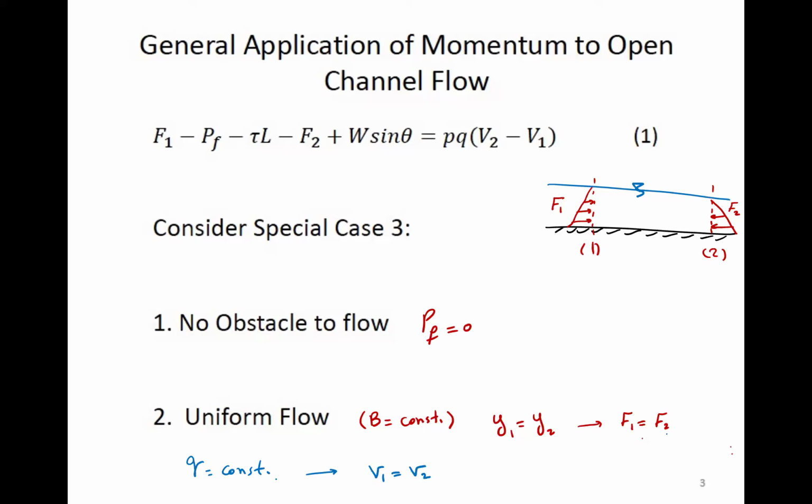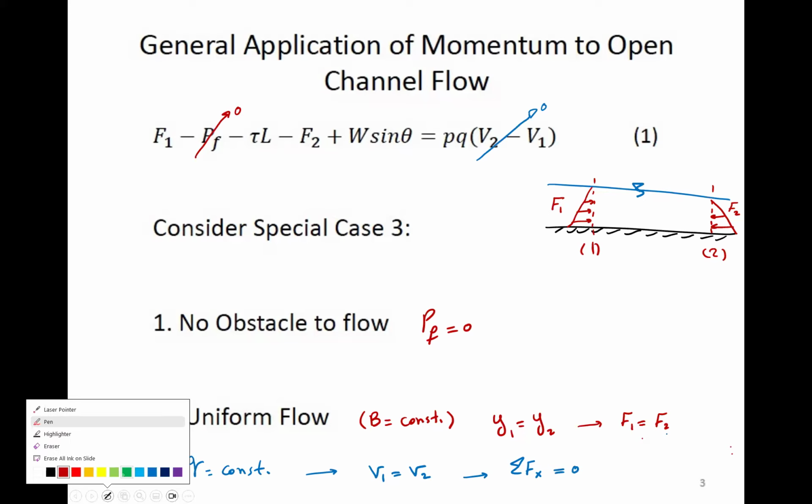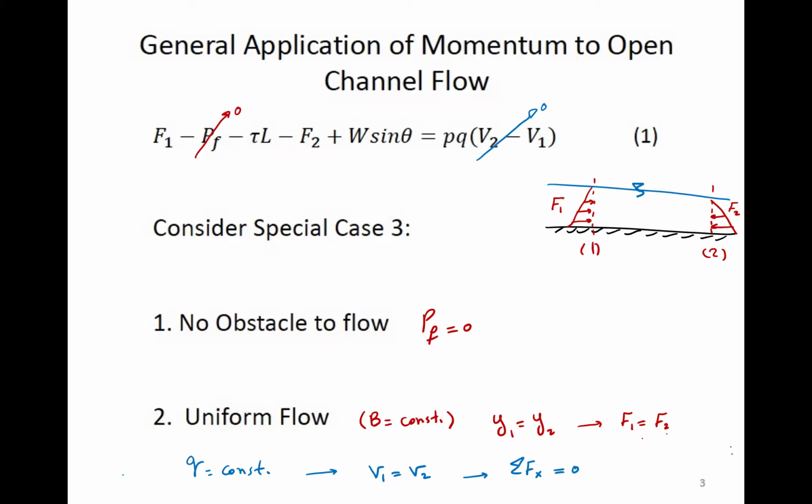Okay, and if velocities are the same, look at our equation. The right-hand side will be 0. So this means the sigma Fx in the direction of the flow will be 0. So right-hand side, 0. Left-hand side, we just saw PF is 0, so this term is 0. And also we have F1 minus F2, and F1 and F2 are equal. So these two will also cancel. So F1 and F2 are gone.